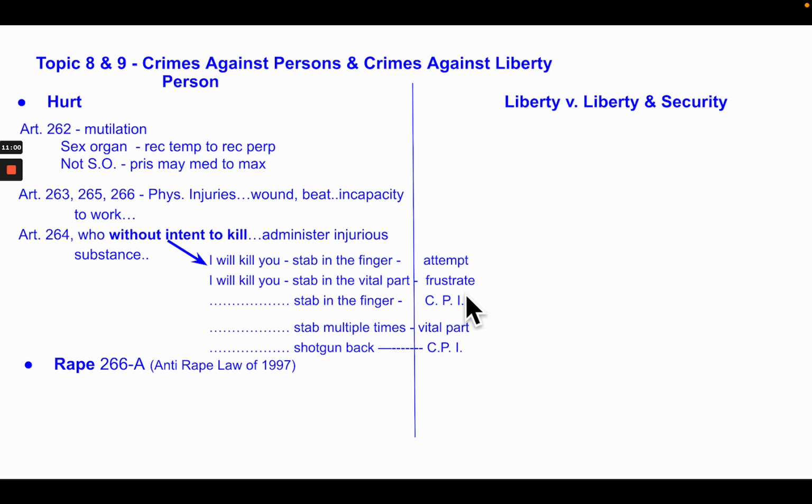And if the person dies, well, it's consummated. All right, so that's the idea. Look at the intent first, and look if the acts of execution were performed. All right. Now let's go to the Anti-Rape Law of 1997.